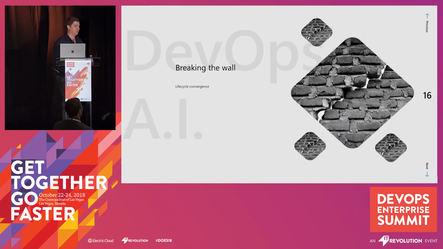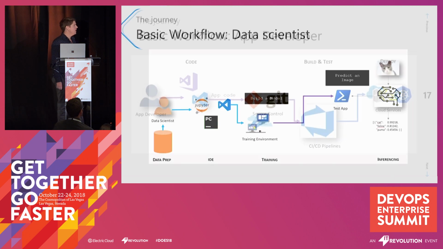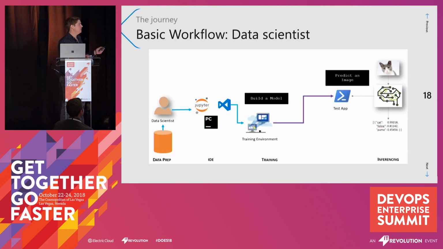So when we talk about breaking the wall and lifecycle convergence, we have the app developer flow, which I'm sure you're all very familiar with. So you have IDEs, source control, CI/CD, going to the cloud. Data scientists, again, it's a bit different, more simplified. From their point of view, they're just building a model that's going to solve a problem. They might have a little test app or a couple of cells in their Jupyter notebook that's showing that the model works, or they may write a paper about showing how the model works, but that's all they really care about.